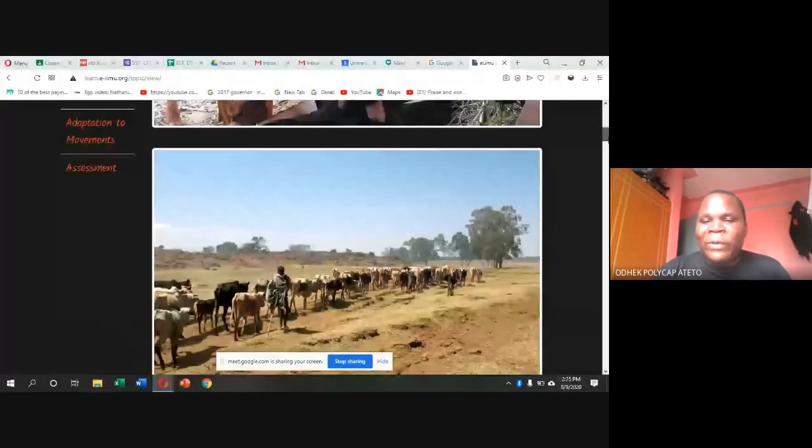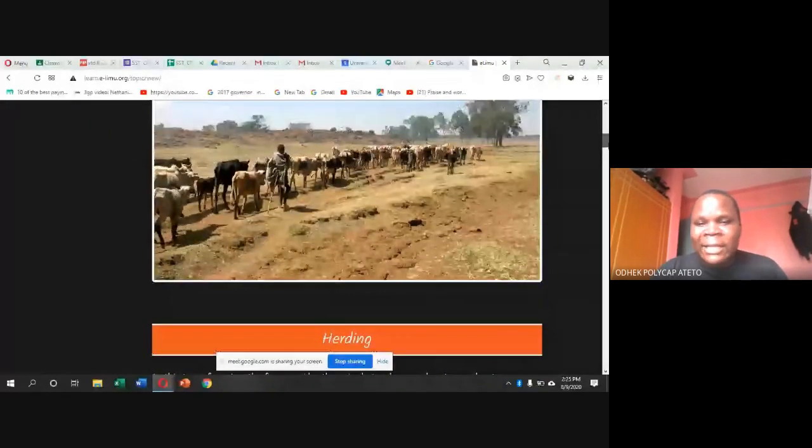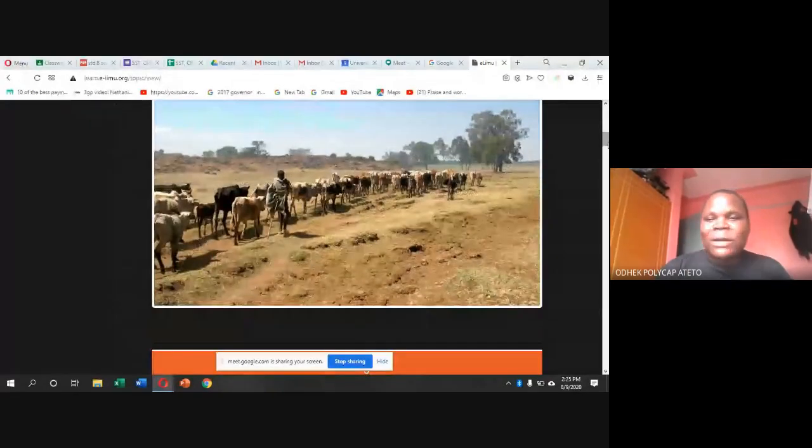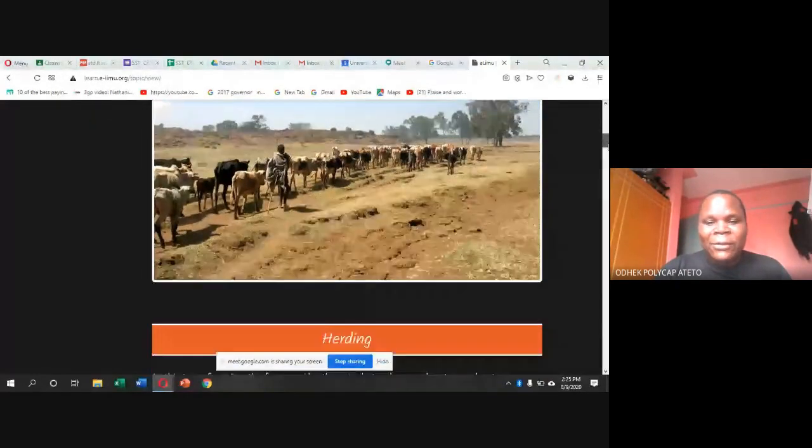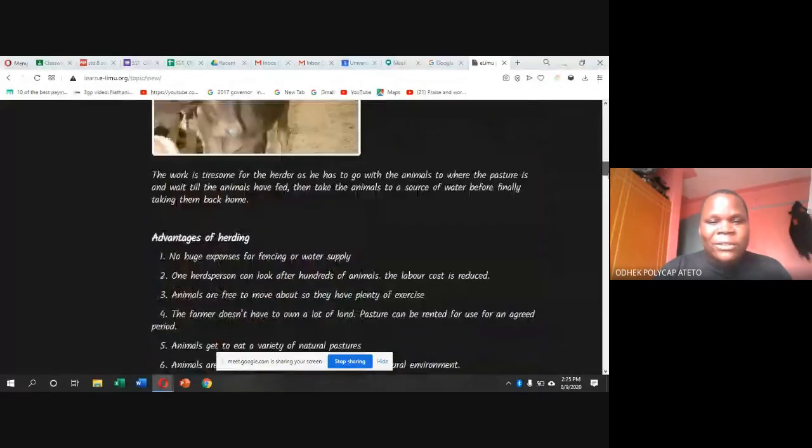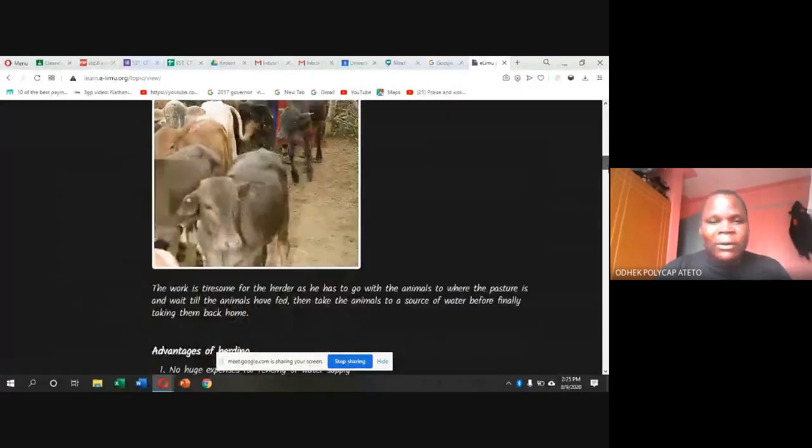So we bring food for them. This is an example of herding, like the Maasai. They move with the cows. You can now see the herding. They move there. So let's go to stall feeding. These are grazing, we call herding.